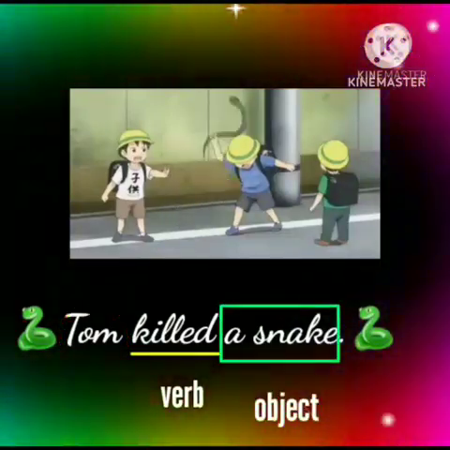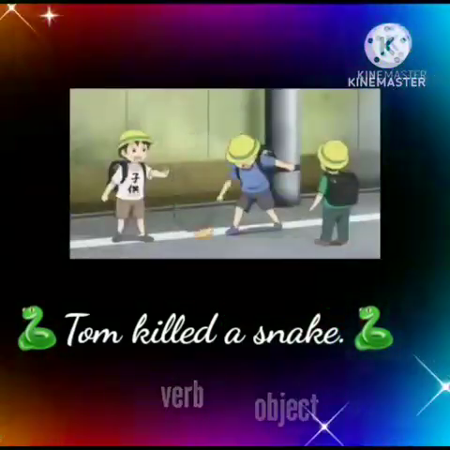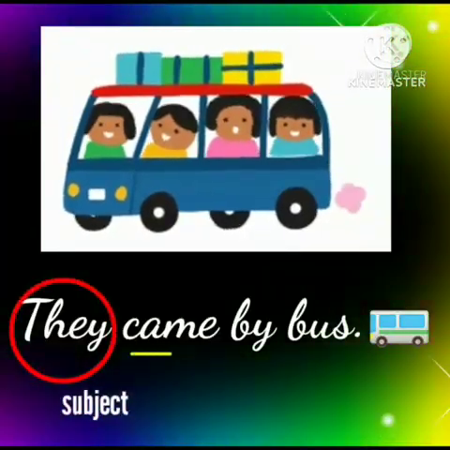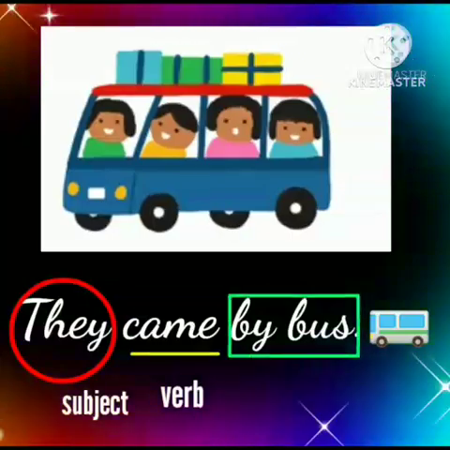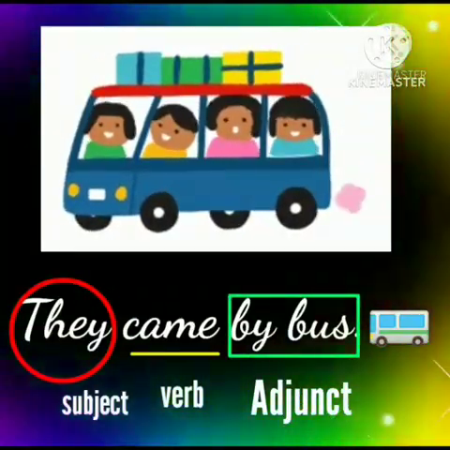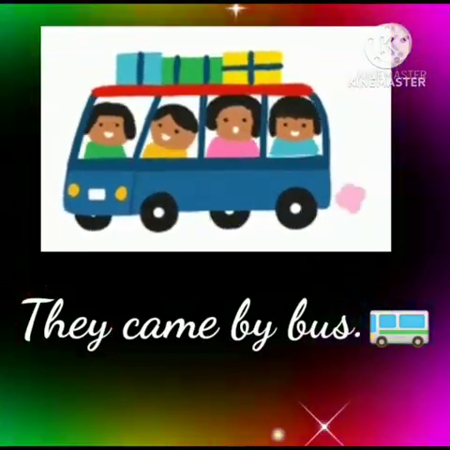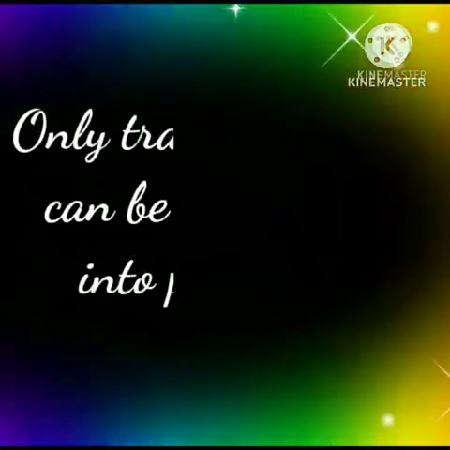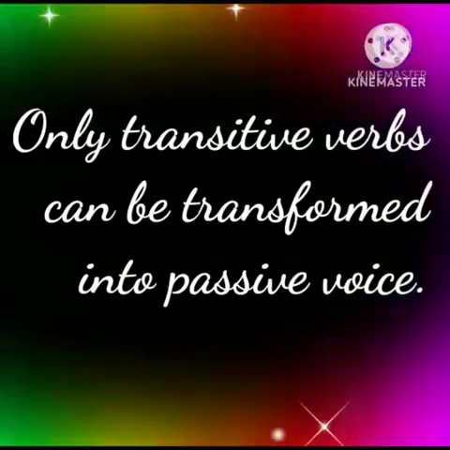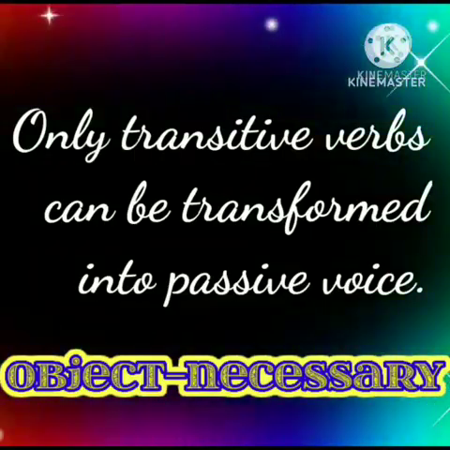As there is an object, the verb killed is called a transitive verb. And they came by bus. See this sentence, here they is the subject, came is the verb, by bus which is an agent. There is no object, so this is an intransitive verb and we can't transform this sentence into passive form. So keep in your mind only the sentence with transitive verbs can be changed into passive voice. Simply object is necessary to change into passive form.